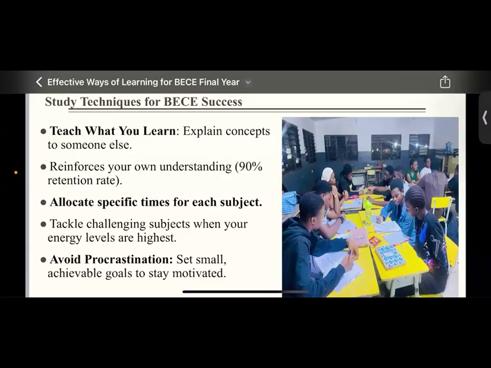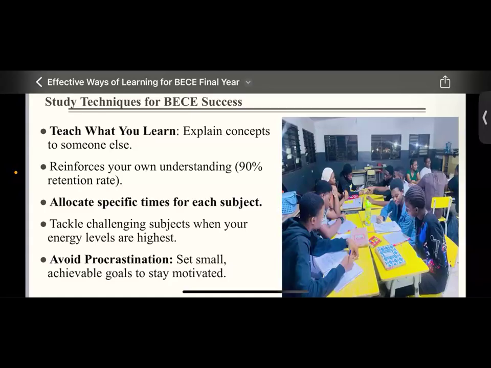Then allocate specific times for each subject. Stop tackling only the subjects you're already very conversant with. The subjects that come very easy to you, that's what you see most students always learning or reading. Please tackle your challenging subjects as well. Tackle challenging subjects when your energy levels are highest. If it is mathematics that you do not like or you despise, tackle it first when your energy is highest. Then the ones that come very easy for you, you tackle at the latter stage, when you've exerted so much effort into the challenging subjects. So please keep this in mind.